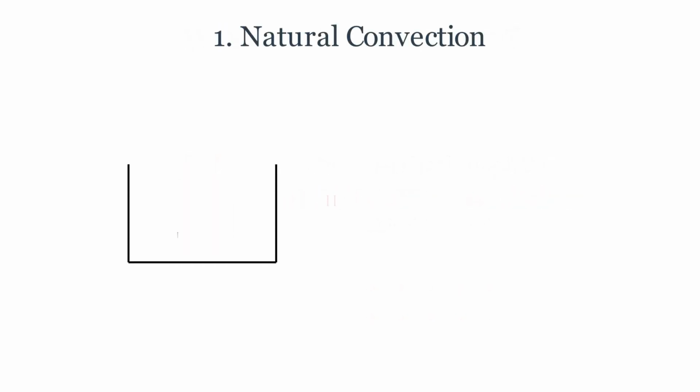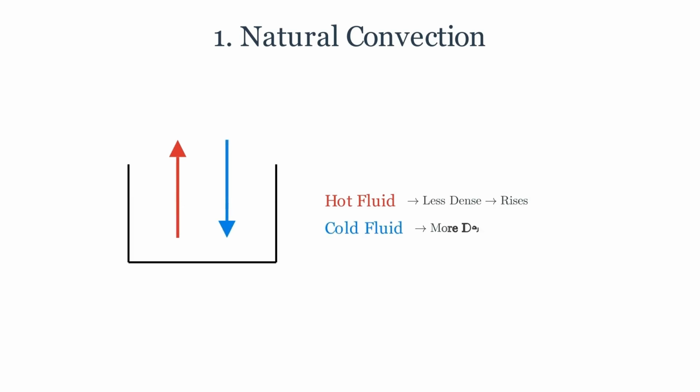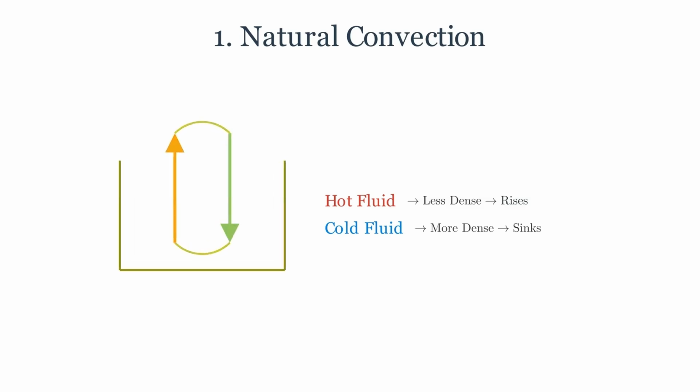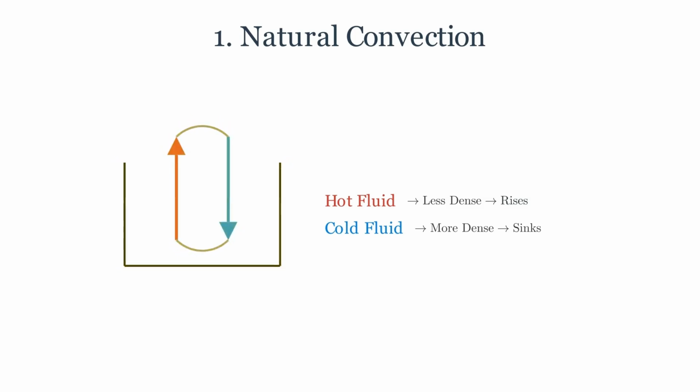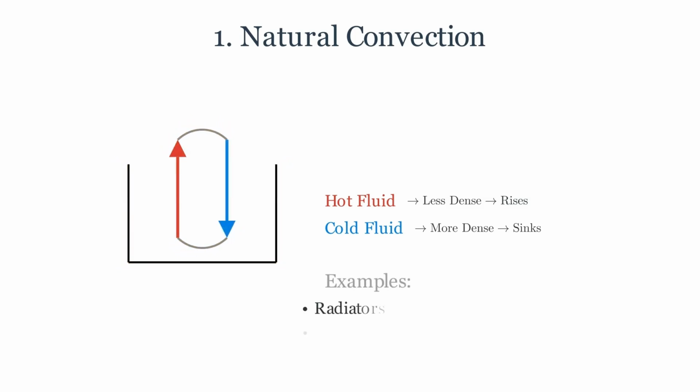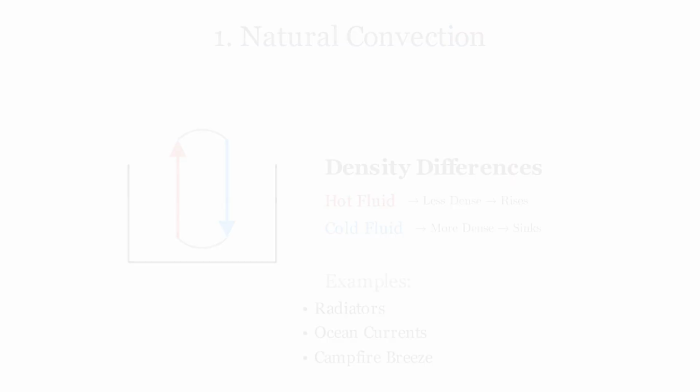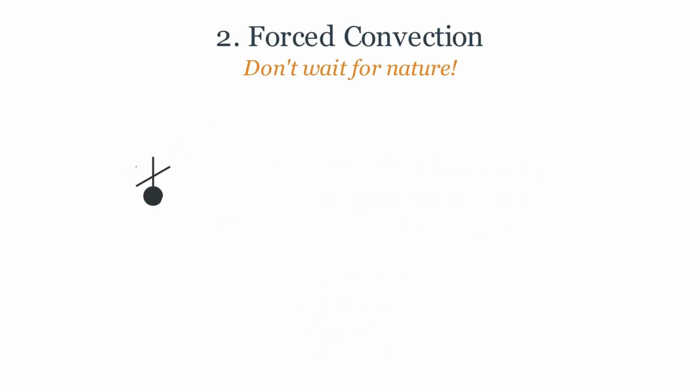Natural convection. Think about heating water in a pot. What happens? The water at the bottom gets hot first. Hot water becomes less dense, lighter, so it rises. Cool water at the top is more dense, heavier, so it sinks. This creates a circular motion, a loop. No pumps, no fans, no external force, just density differences caused by temperature differences. That's natural convection, nature doing its thing automatically. Real-world examples: hot air rising from a radiator, ocean currents driven by temperature differences, the breeze you feel near a campfire.